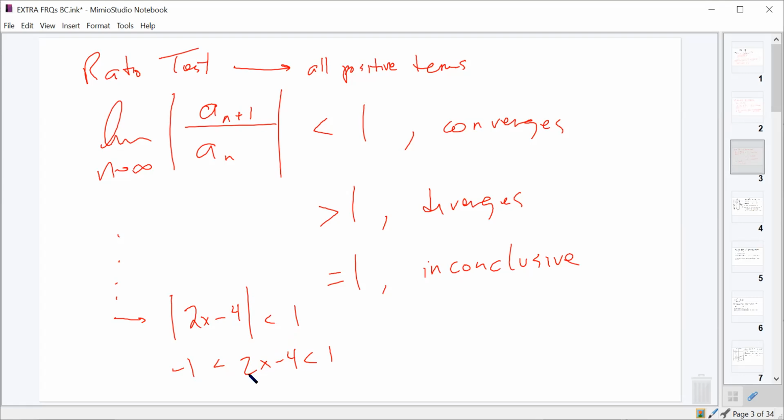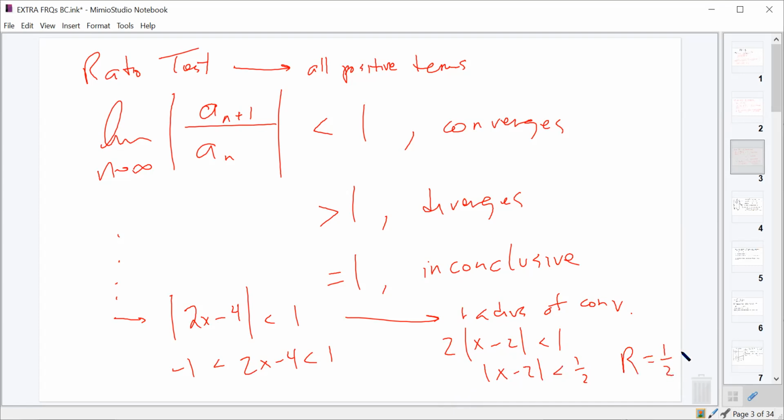And if they want to know what is the radius of convergence of something like this, if you're looking just for the radius of convergence, you can go in and you can factor that 2 out. So you get 2 times the absolute value of x minus 2 is less than 1. Then you can divide by that 2 to get absolute value of x minus 2 is less than a half. And so you know that your radius of convergence there is just a half.